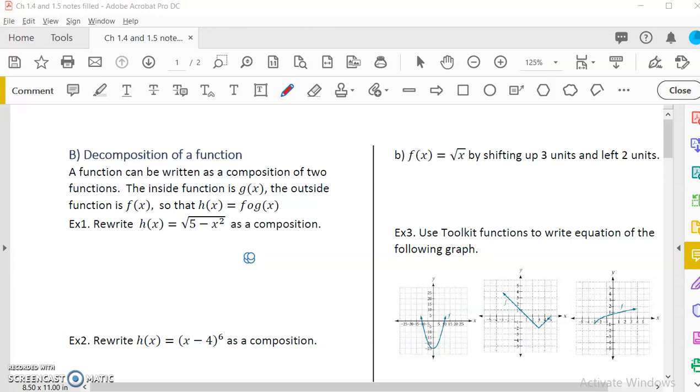Hello, Precalculus student. This video is for chapter 1.4, still on composition of function, but we are looking at the reverse of it, which is decomposition of a function.